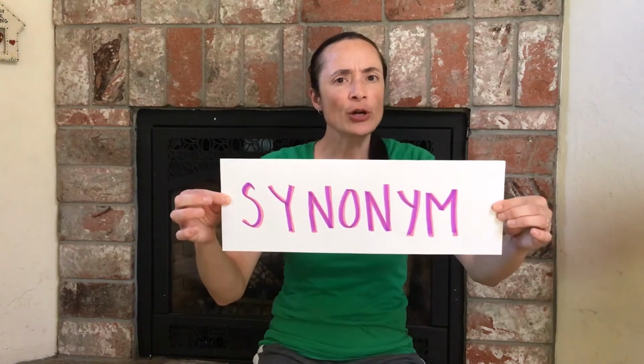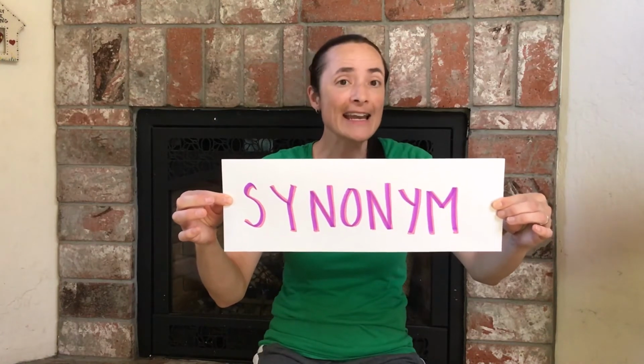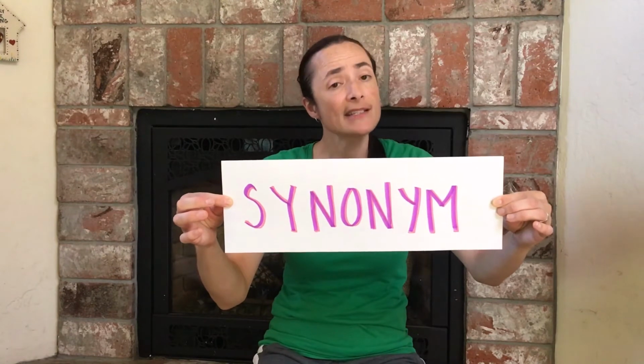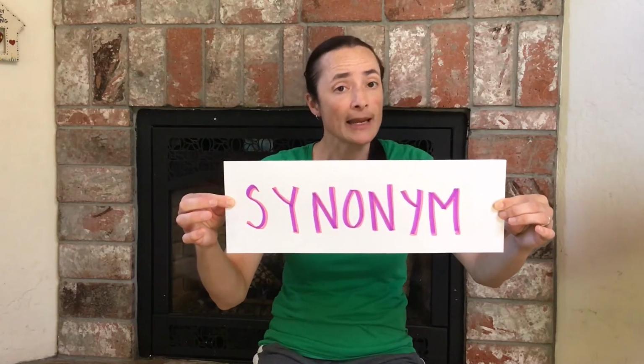Let's look at another way of creating alliteration, and that's by using synonyms. Have you heard this word before? Synonym? Synonyms are words that have the same or similar meaning as one another. In the old days, we used to have books that we could look that up in. Nowadays, there are entire websites that you can use.